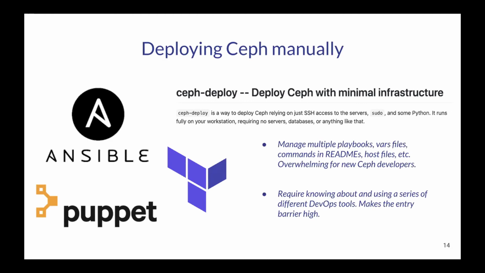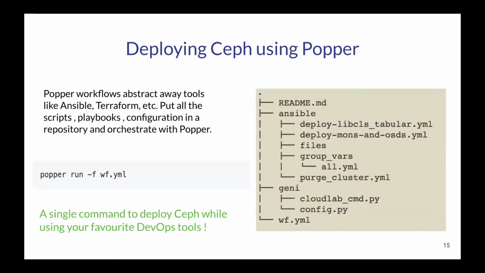That again comes with the overhead of managing configuration files, playbooks, looking at readmes, learning a bit more about these tools, and increases the overhead basically. But with Popper, we can automate the same exact steps, and we can put all the required files, playbooks or configuration files in a GitHub repository, and orchestrate that with the help of a single workflow file.